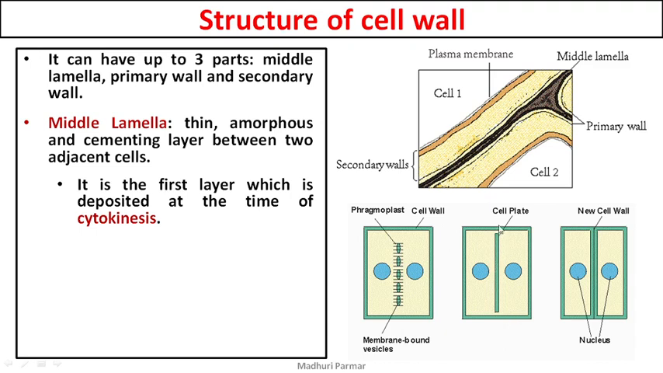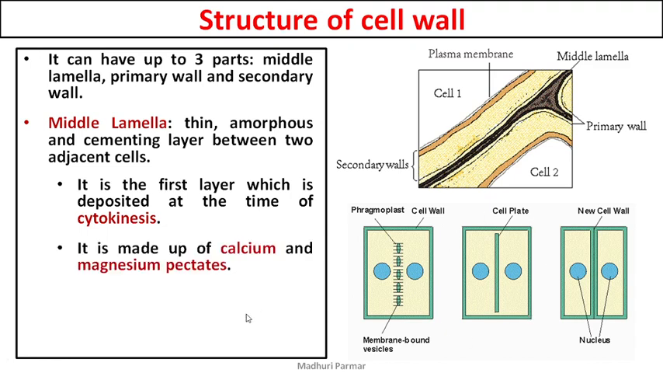This cell plate will keep on growing, and this is how the 2 cells divide. So this cell plate is the middle lamella. The middle lamella is the first layer deposited at the time of cytokinesis. Cytokinesis is division of the cell. Clear? It is made up of calcium and magnesium pectate.